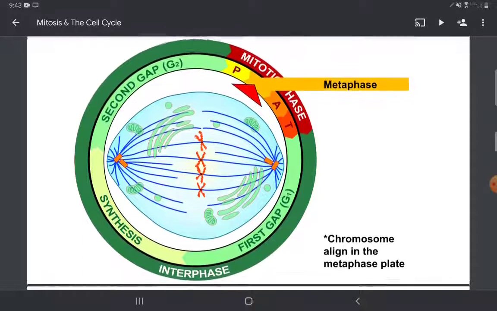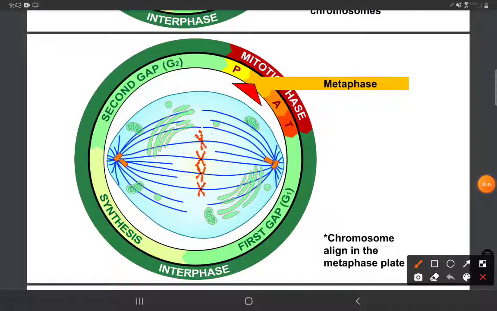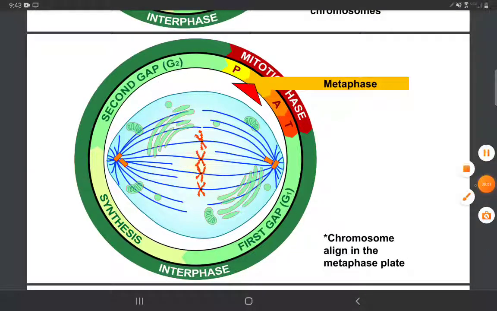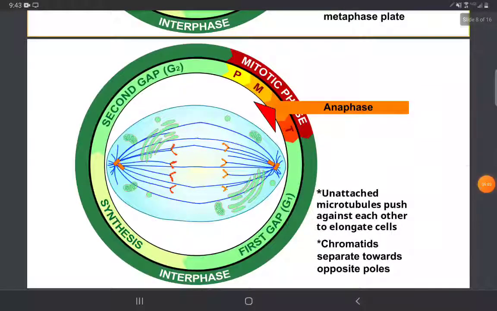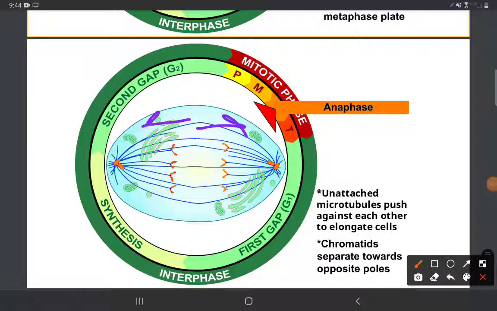In metaphase, the nuclear envelope is completely gone, and the chromosomes have lined up at the equator of the cell. In anaphase, we now pull those identical chromatids in half.